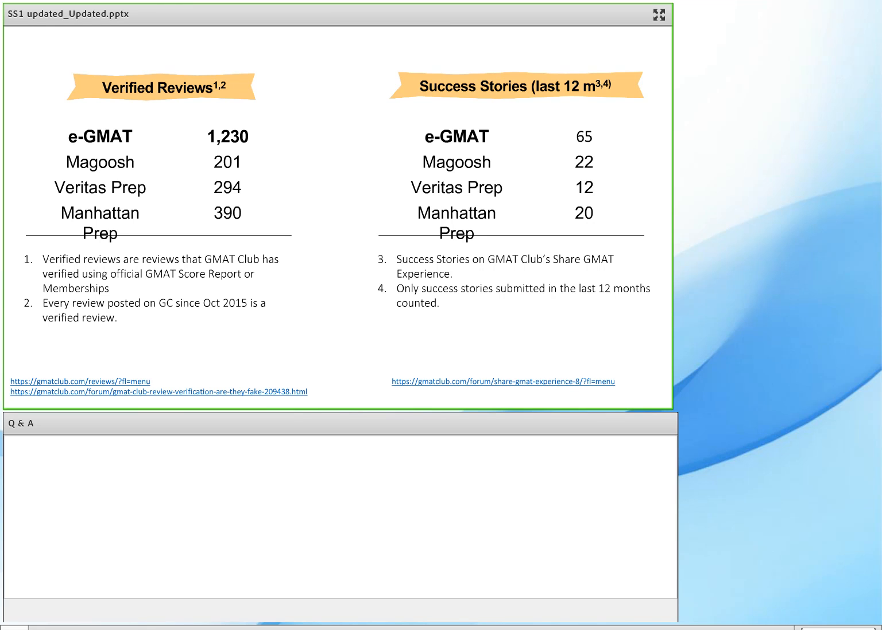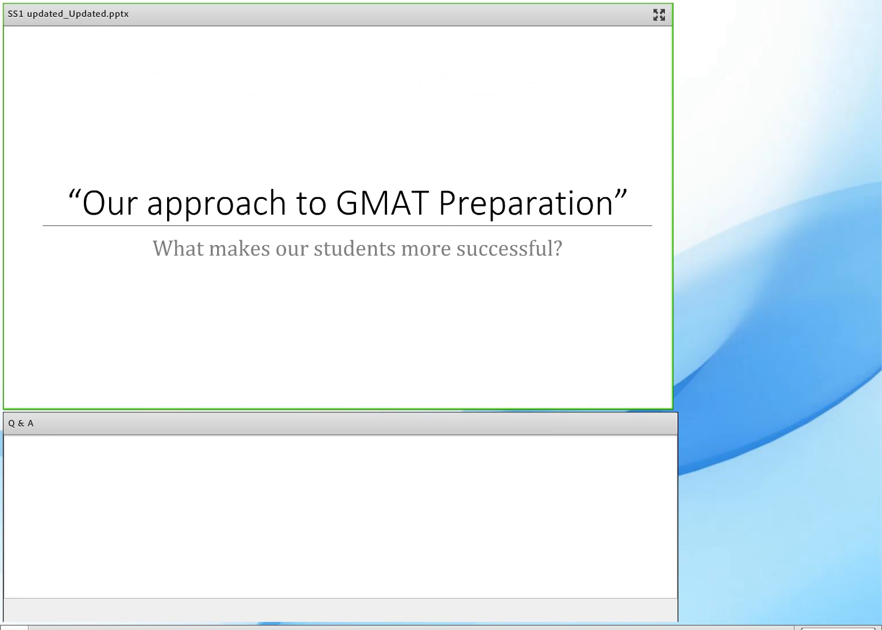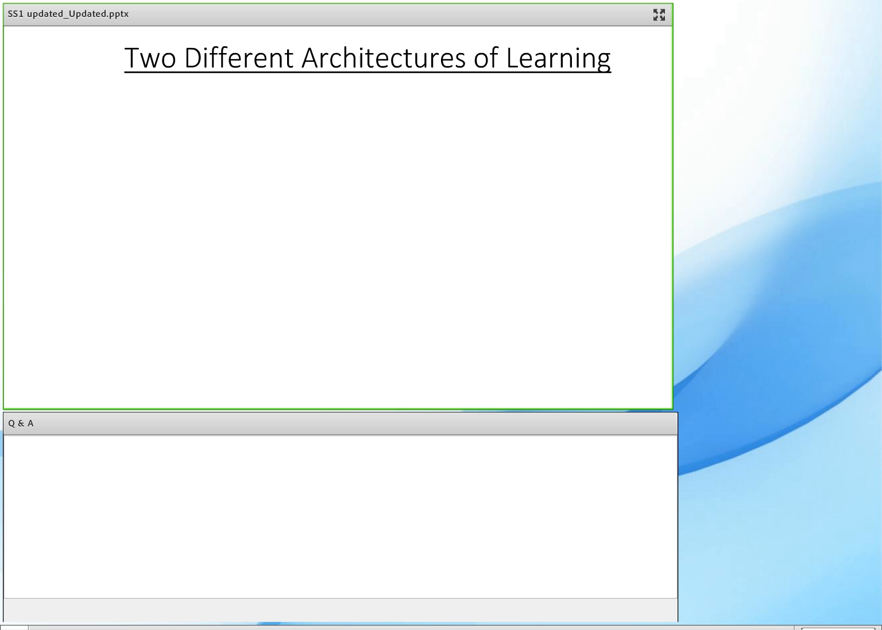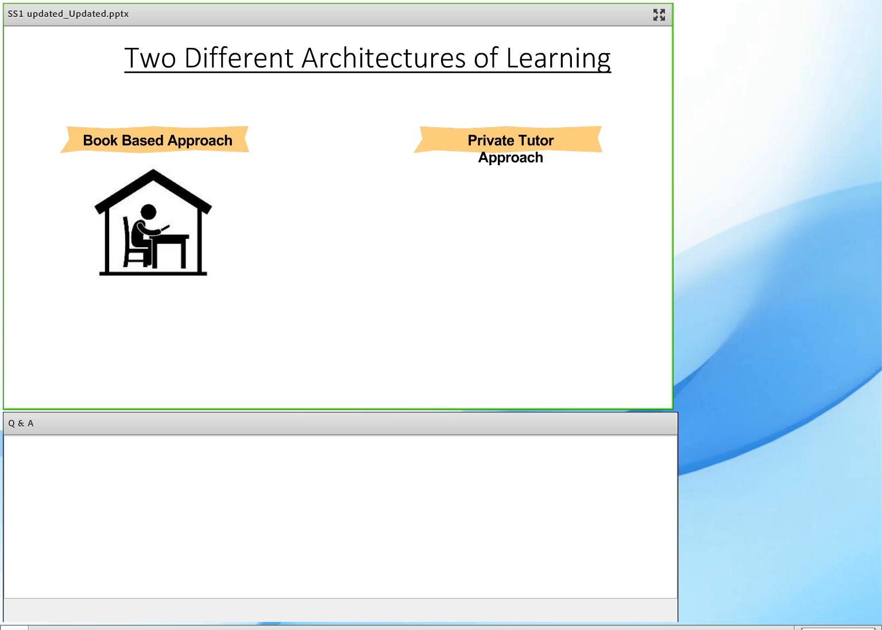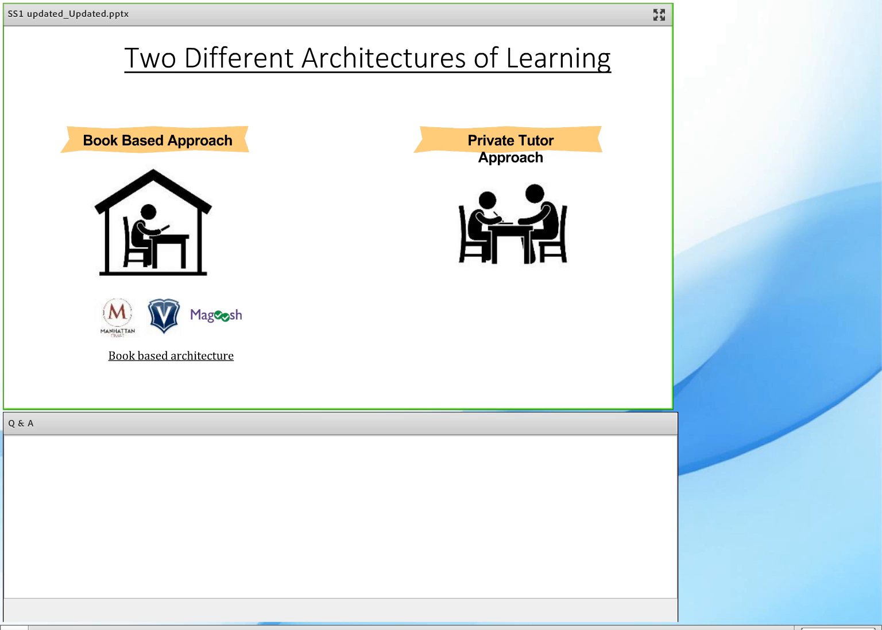So what makes our students more successful than students from other prep companies? If there's one thing that makes our students more successful, it is our approach to GMAT preparation. So when you think about our approach to GMAT preparation, or what we call the architecture of learning, you're going to find that if you research all the courses out there, and in general, learning architectures that are prevalent today, you're going to find two very predominant architectures. One is what we call the book-based architecture, and the second is the private tutor-based architecture. When you look at all the other courses that are out there, even though they provide audiovisual instruction, quizzes, and video lessons, despite providing all of that, their dominant architecture is built around that book-based approach. When you look at e-GMAT and evaluate it against one of these two architectures, you're going to find that e-GMAT's built a lot more around that private tutoring-based approach.